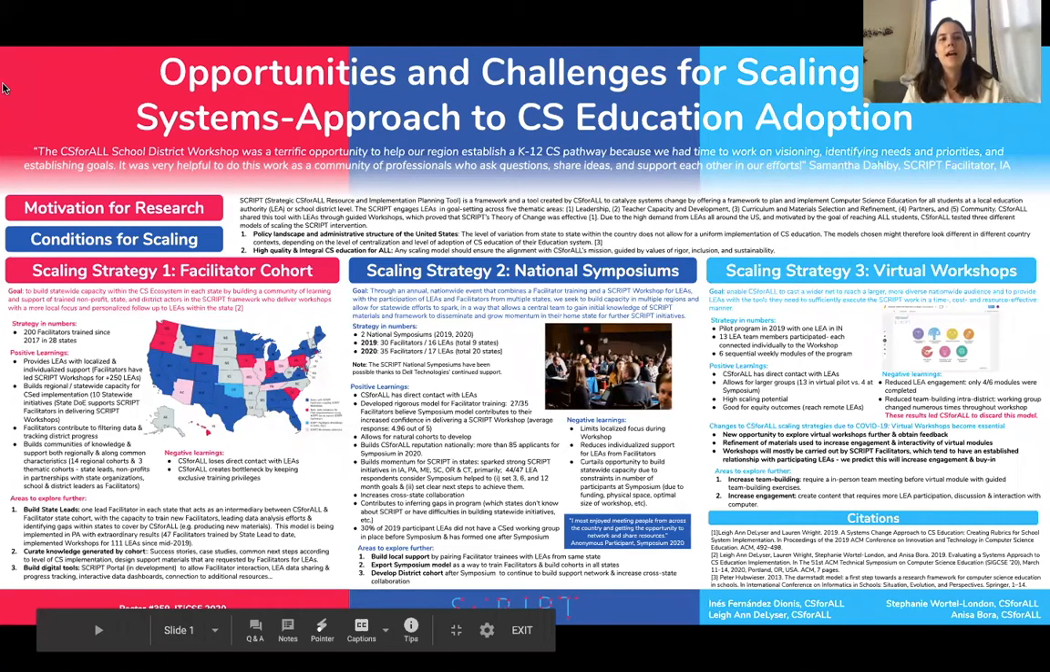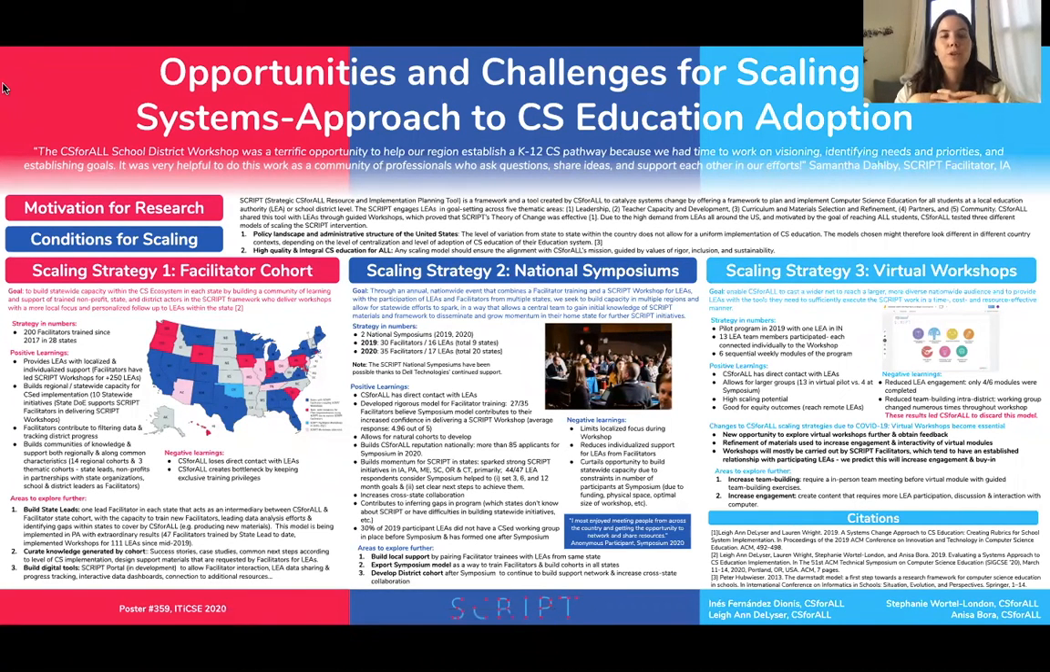Hi, everyone. I'm here to present poster 359 by CS for All, Opportunities and Challenges for Scaling a Systems Approach to CS Education Adoption. As you might know, CS for All has a program called SCRIPT, which stands for Strategic CS for All Resource and Implementation Planning Tool. The SCRIPT is both a framework and a tool that we use to catalyze systems change by helping districts and local education agencies or authorities to plan and implement computer science education for all students.